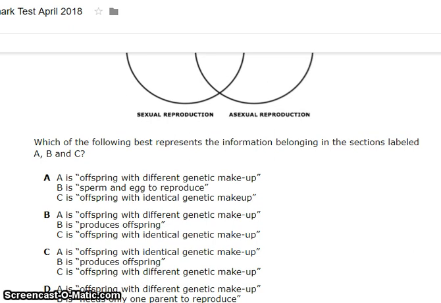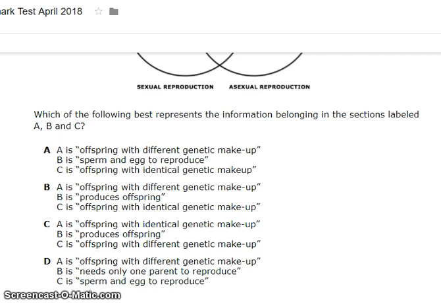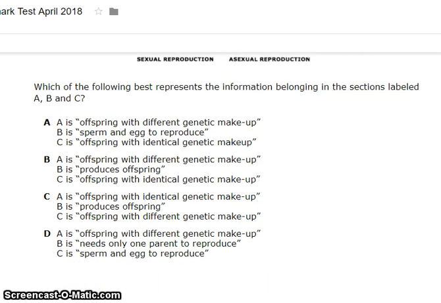C. A is offspring with identical genetic makeup. B is produces offspring. C is offspring with different genetic makeup. D. A is offspring with different genetic makeup. B is needs only one parent to reproduce. C is sperm and egg to reproduce.